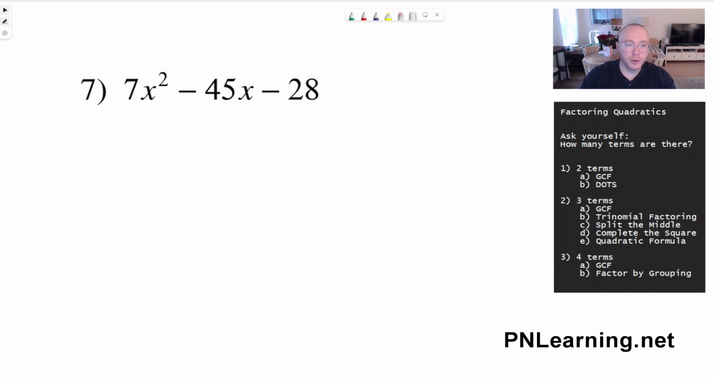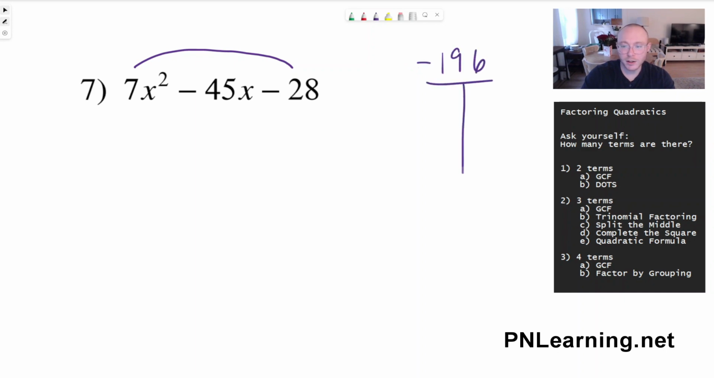Okay, here's number 7. So we have 7x squared, negative 45x, and negative 28. They do not have a numerical common factor, and they don't all have an x. So we don't have a GCF here, and we're not going to be able to get rid of this 7 in front of the x squared. So we have to then go to our next possible method, which is split the middle. We saw this once before today. We want to multiply the a times the c. 7 times negative 28 is negative 196.